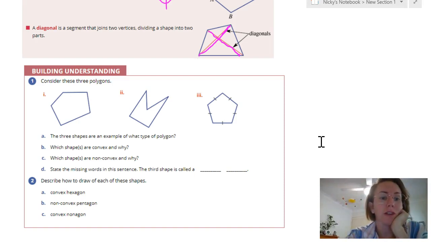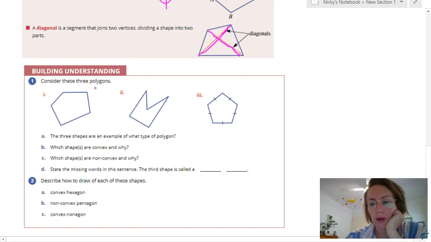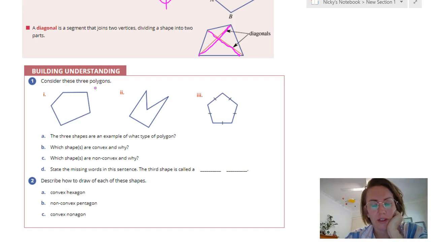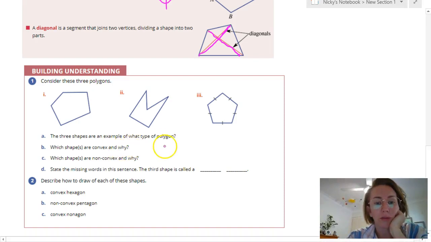So consider these 3 polygons. Looking at the different types, and thinking about the terms that we spoke about earlier: convex and concave, plus also regular and irregular. Also, you need to think about how many sides they have as well. The 3 shapes are an example of what type of polygon?